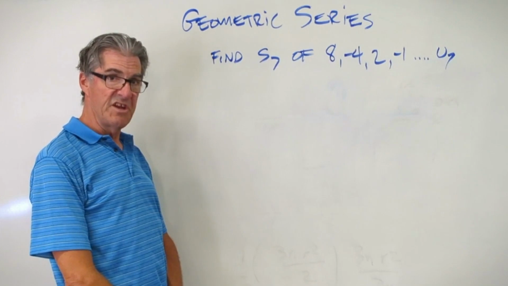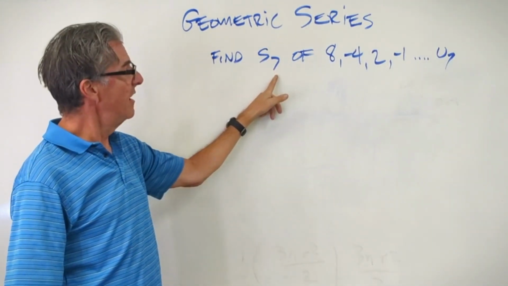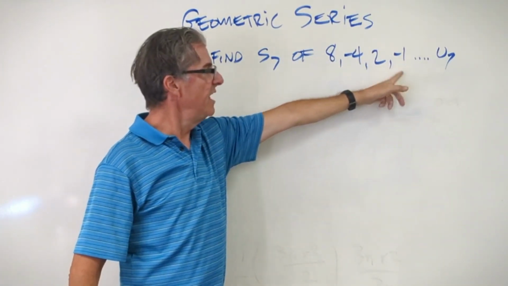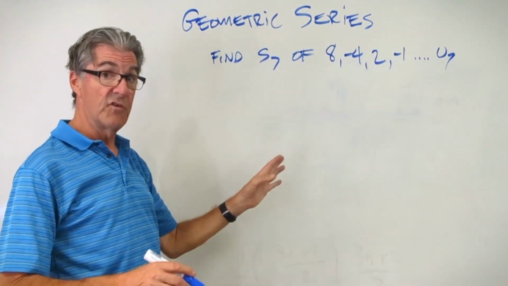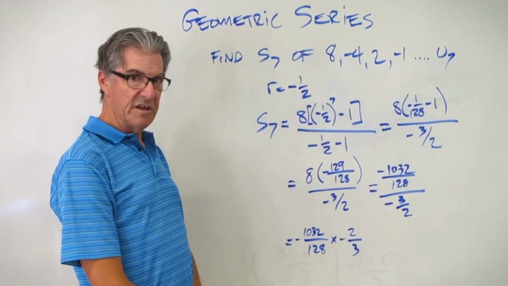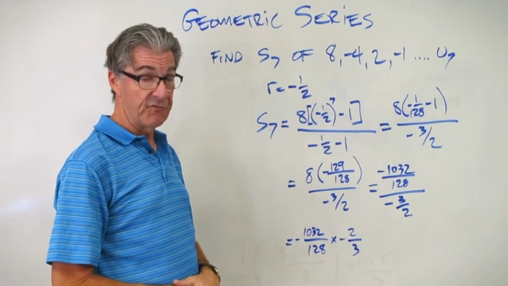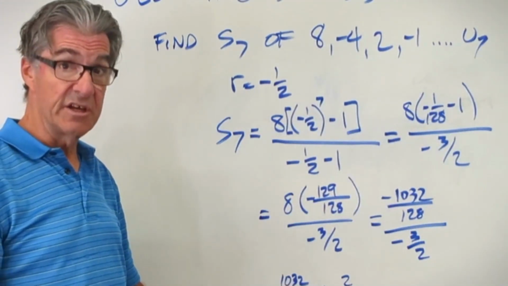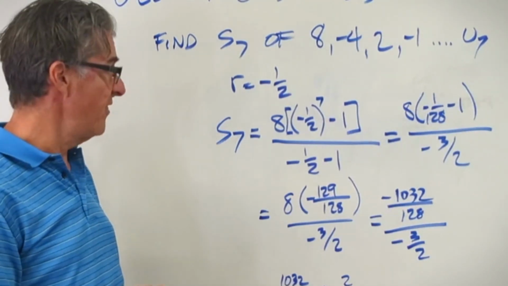All right, here's another one. Find S7, sum of the first 7 terms of this sequence. 8, negative 4, positive 2, negative 1, all the way to U7. So pause the video, use your formula, do your plug-in step, do the algebra, and solve. All right, this one might have the prompt, show your answer as a fraction. So instead of converting all these things to decimals, I'm working the fractions here, and you want to practice that because fractions can be tricky and you want to be up on your game for that.